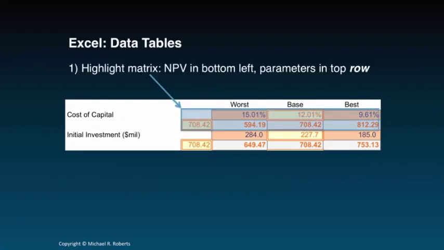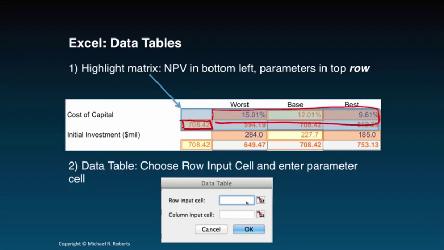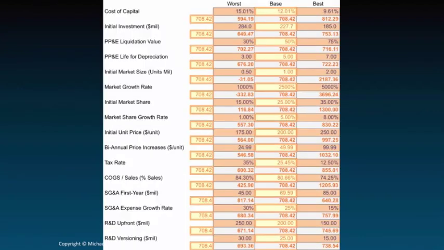So how did I get this? I just used an Excel data table. So these are inputs right here. All you do is highlight the matrix. The NPV of the project is here in the bottom left. The parameters are in the top row. And you choose a row input cell and enter the parameter cell. That's it. Nothing more than a data table. And I did this for all of the parameters, though I don't show you all the parameters here, and it's just useful to move through them to make sure things make sense.